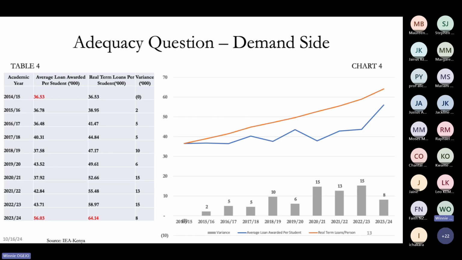And of course, chart 4 is just a graphical representation of what is happening with the data on table 4. So that is what our findings for the supply side and demand side, responding to the question of inadequacy, tell us. So my colleagues will come in and take us through what the equity question looks like.